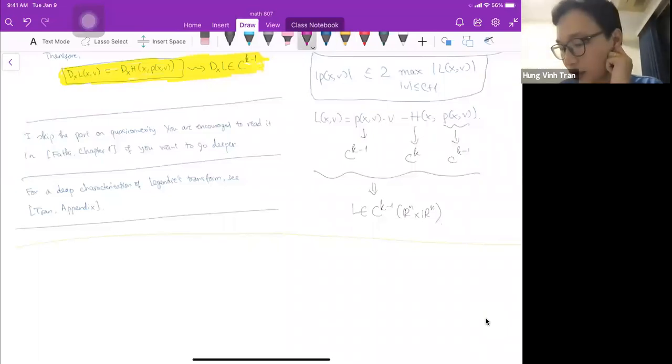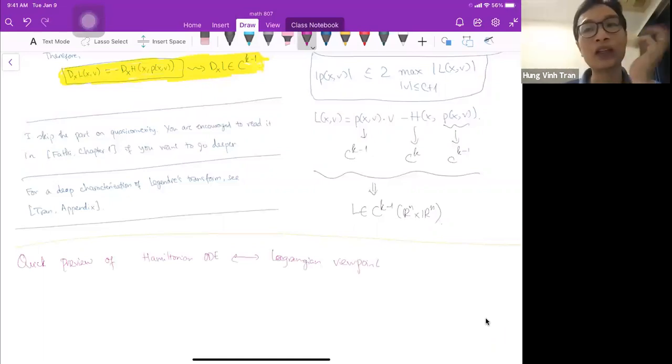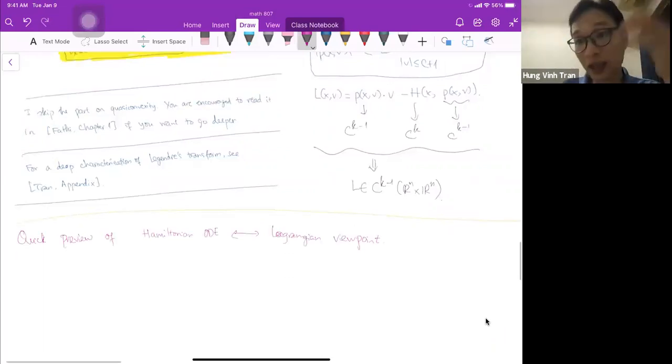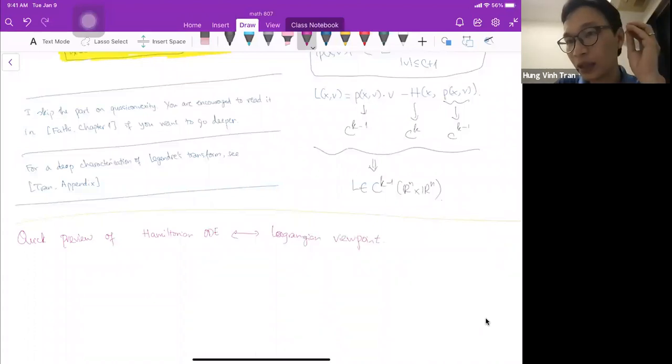A quick preview of the duality between the Hamiltonian ODE and the Lagrangian viewpoint. This is not new. This has been known for a long time. Again, we are covering everything from the beginning. In the next few lectures, I'm going to do this viewpoint. I'm going to prove some deep results that concern existence of minimizers and then regularity of minimizers.